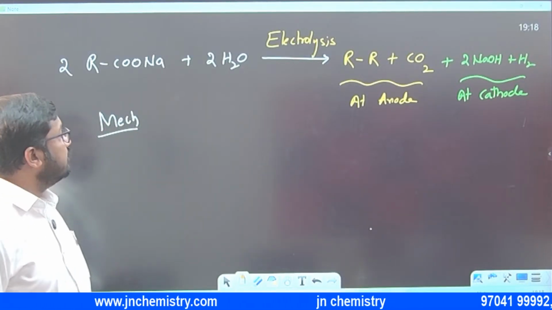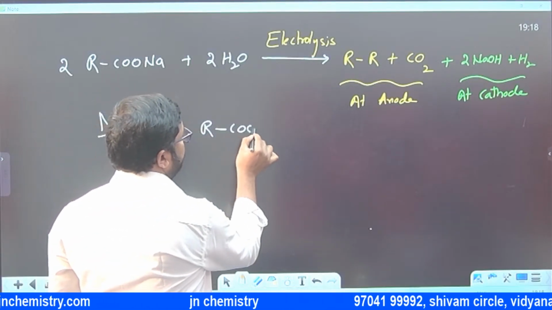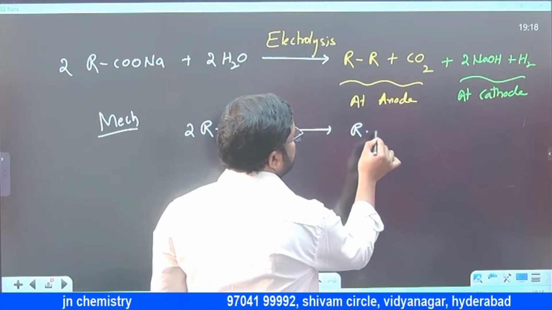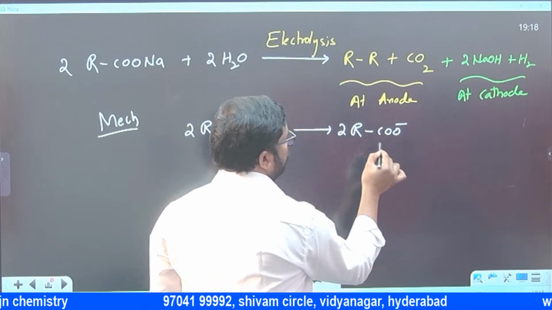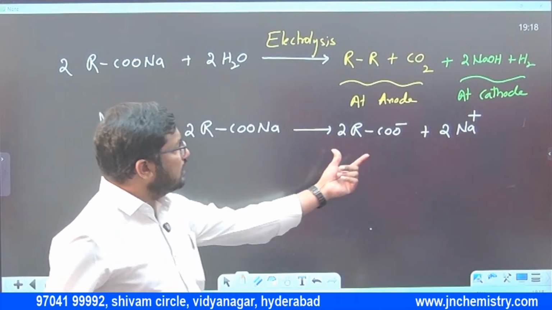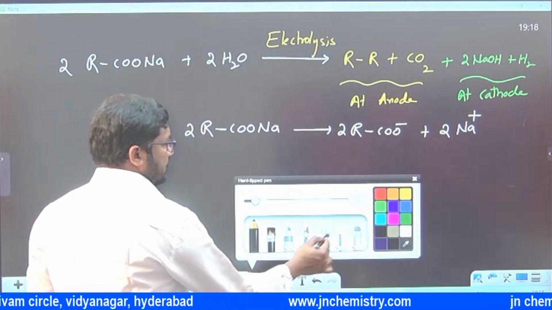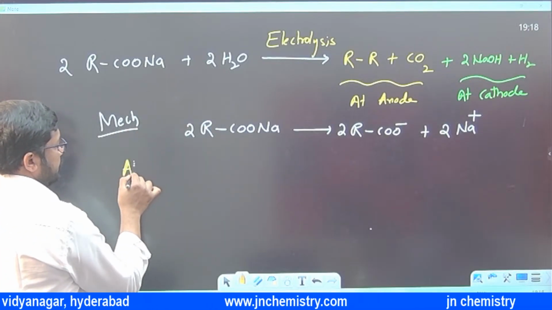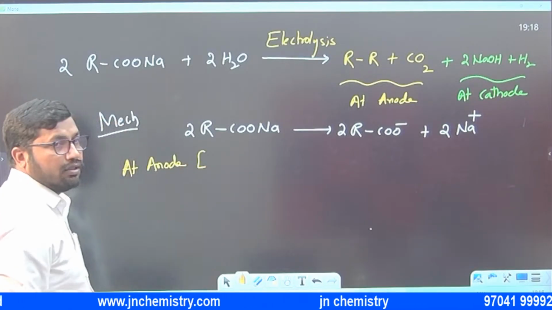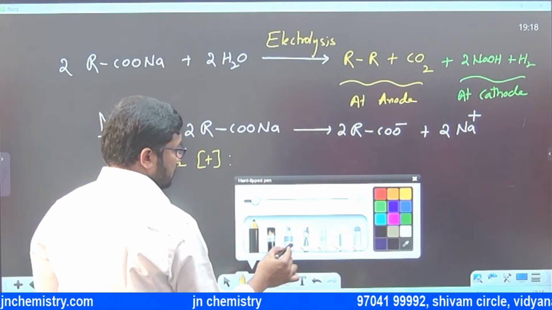What is the mechanism? So first, RCOONa, 2 moles if I am taking, gives RCOO minus, 2 moles, plus 2 Na plus. The ions are like Na plus Cl minus, same like that. So now we will discuss which reaction takes place at anode. At anode the reactions are important. Anode is which charge? Positive charge. At anode which reaction takes place?